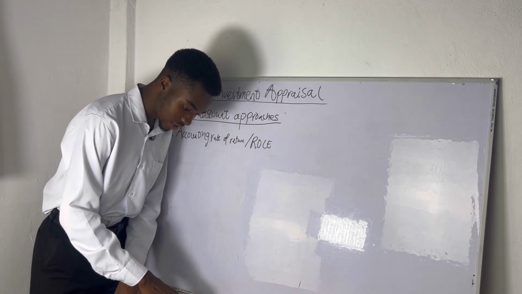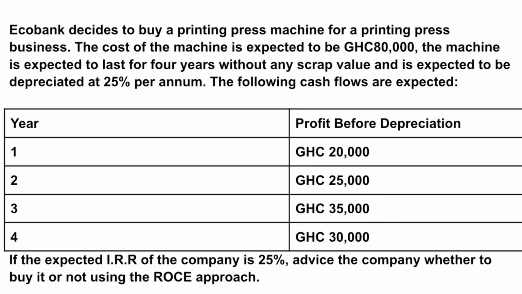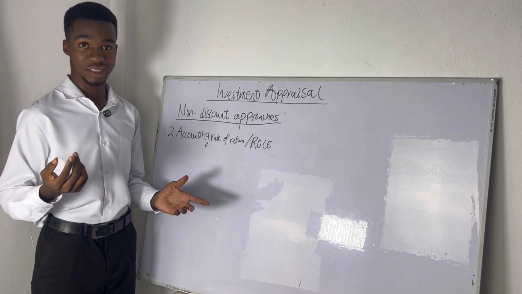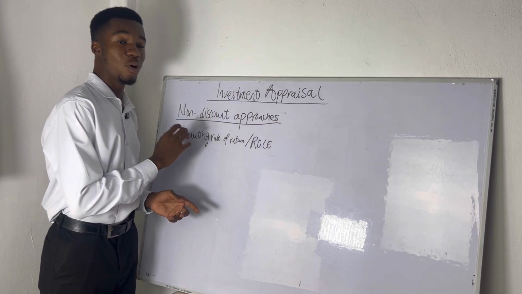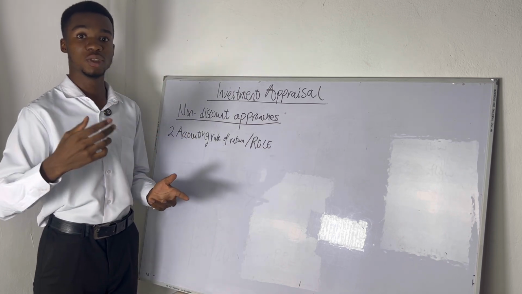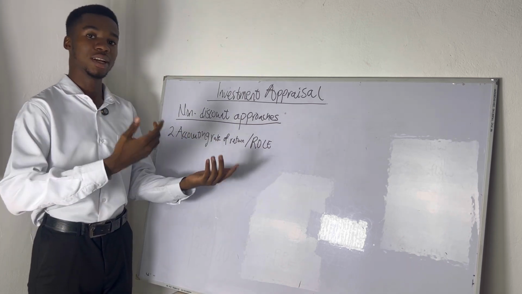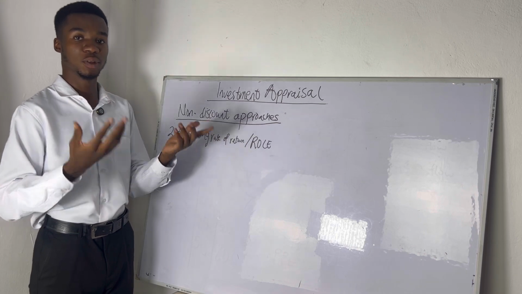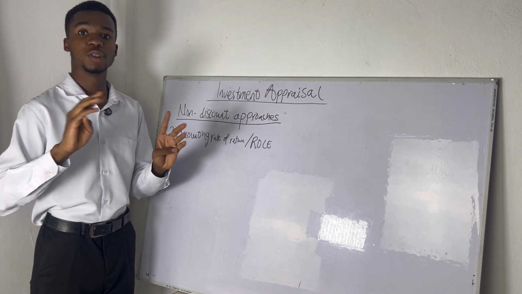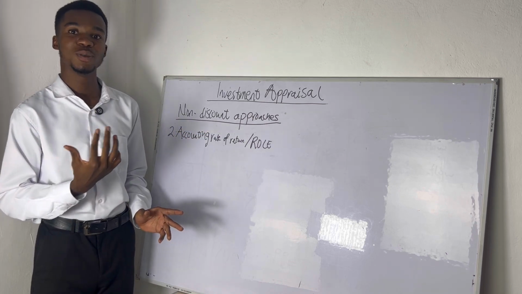And it's saying that the machine is expected to be depreciated at 25% per annum on the straight line basis. What this means is that every year it depreciates by 25%. For year 1, the depreciation is going to be 25%. Year 2 is going to be 50%, so you add both of them, 25 and 25. Year 3 is going to be 75%. And year 4 is going to be 100%. So every year it is going to be depreciated.